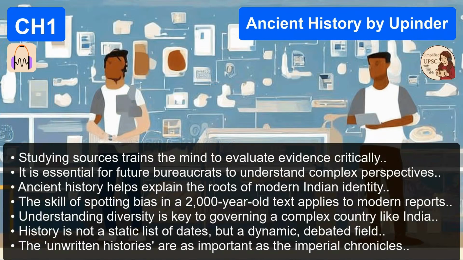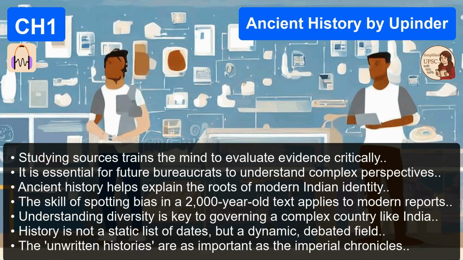That's the job. Which brings us to the big so what question. Why does this all matter for a future bureaucrat? Why spend so much time on ancient sources? It matters because this process, the process we've just discussed, trains the mind. It trains you to evaluate evidence, to spot biases, to understand complexity, and to appreciate that there are multiple perspectives on every story. You cannot govern a diverse and complex country like India if you don't understand the multiple layered stories of its people.